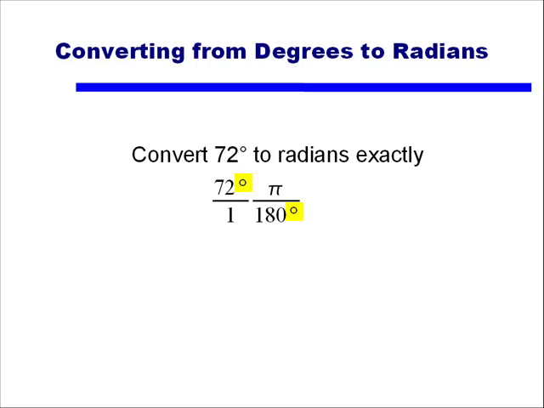Now you can see that the degree in the numerator and the degree in the denominator will reduce out, and we'll be left behind with no units. But that's good because radians are unitless. So if I do my multiplication, I believe I can pull out a factor of 9 from the numerator and the denominator, and that would leave me with 8 pi divided by 20. And then I see another factor of 4 I can divide out, and that leaves me with an answer of 2 pi divided by 5. And that is my exact answer.